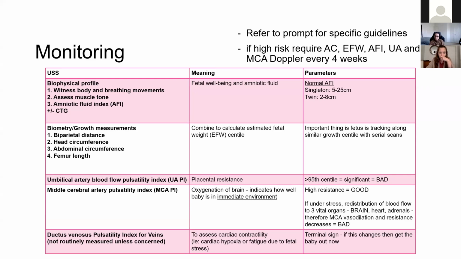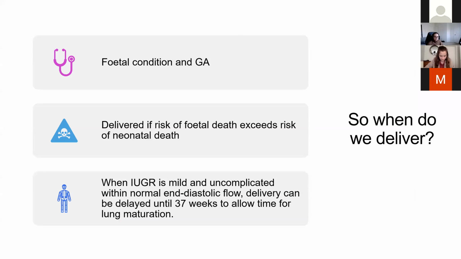So depending on the baby, you can look at PROMPT for more specific guidelines. This probably is a bit more women's focused, but I just thought it was a good tool for you guys to have to refer back to. So for an SGA or an IUGR baby, what do we look at to try and determine when to deliver? So we track the baby with ultrasounds, particularly looking at Dopplers, and we assess the fetal condition and the gestation that they're at, and then we balance the risk of fetal death to neonatal death.